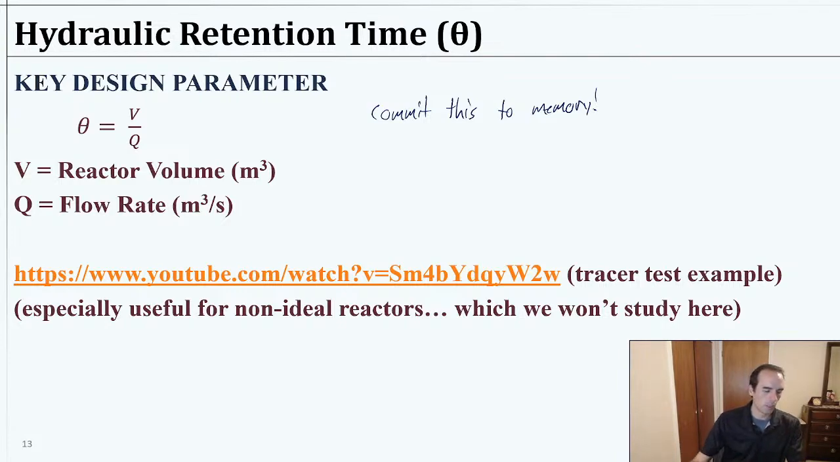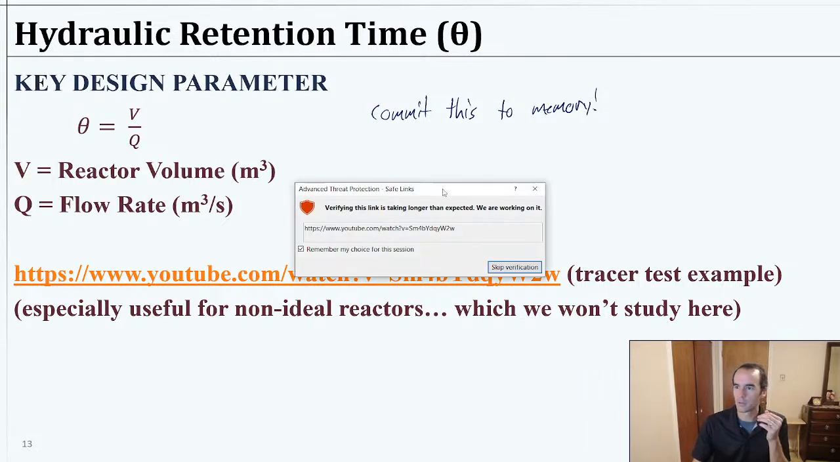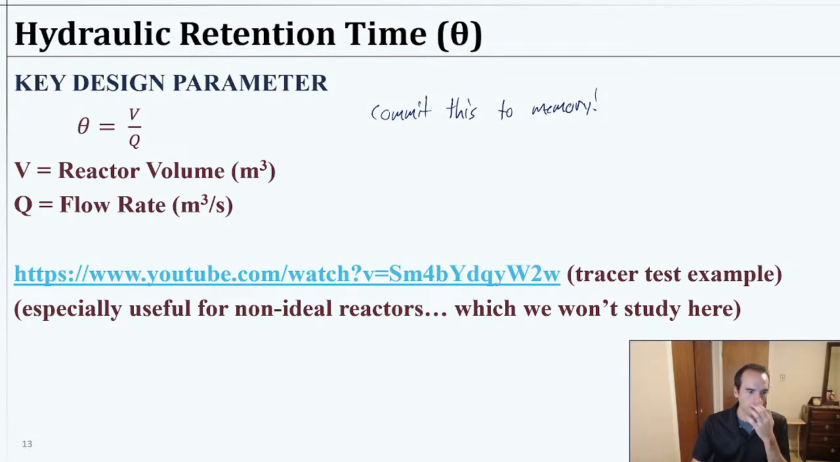And in order to get a good idea of what these typically look like, let me see if I can pull this up on my browser for you. Just a moment.